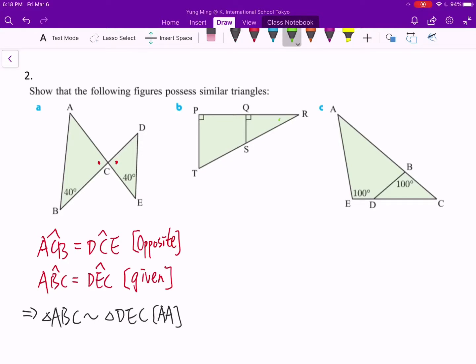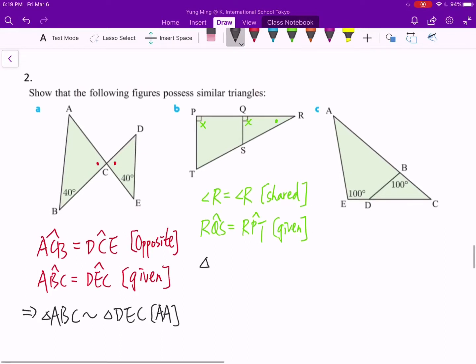Second one, again we can start with the shared angles. Angle R equals angle R. Shared. And then we notice that we have two right angles over here. You can basically just say RQS equals RPT. It's given. Both of them are right angles. Therefore we are done. We can say triangle RQS is similar to triangle RPT, also AA.